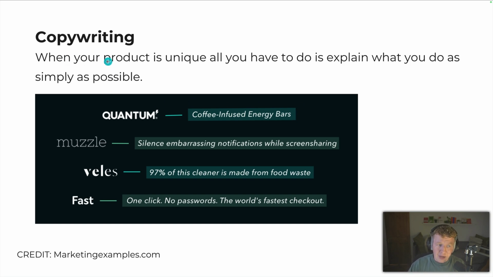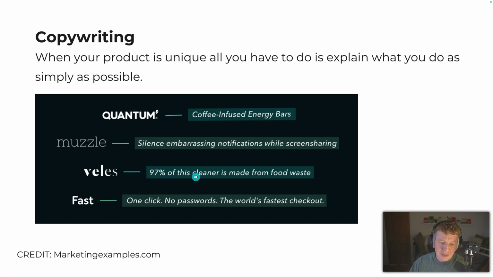So number one is when your product is unique, all you really have to do, and this is more the headline of your landing page, you just have to explain what it is that you do in as simple words as possible. So if you see, for example, Quantum, we've got coffee-infused energy bars because that's literally what it does, and it's quite a unique product. Muzzle, silence embarrassing notifications while screen sharing. There really is no need to make that headline any more confusing than it needs to be. It's exactly what it says in the tin.